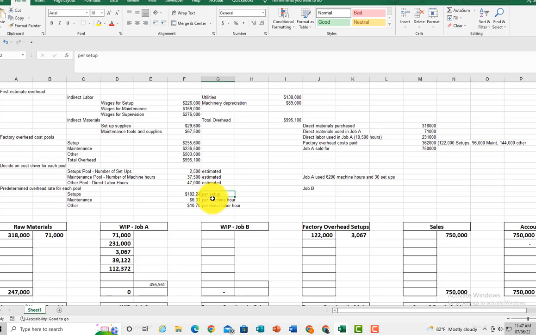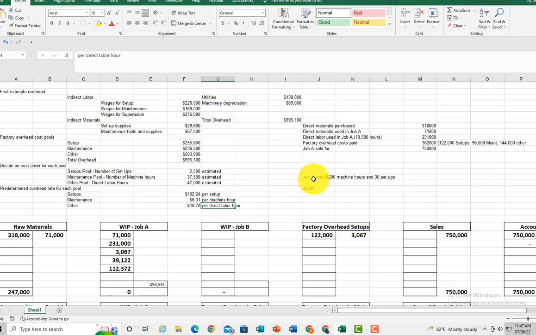Notice that I am very careful to label my predetermined overhead rates. Because we now are working with more than one, it's probably a really good idea to make sure you understand this is per setup, this is per machine hour, this is per direct labor hour.